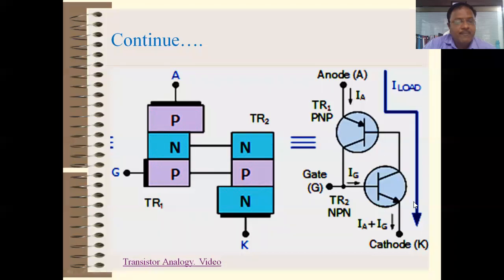PNP transistor and NPN transistor, right? This is called anode. See, the terminals are given as anode, gate, and cathode, right? The gate current IG, the anode current IA, and the current through the cathode is IA plus IG. That is also shown, right?